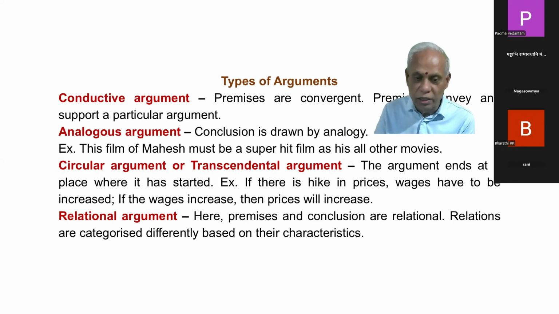Relations are categorized differently based on their characteristics. How these premises are related. The matter given in the two premises and the conclusion are related. These relations can be in different ways. And how these relations are given, we'll now go into that. Depending upon those relations, we give a reasoning and make an argument. This is what is called a relational argument.